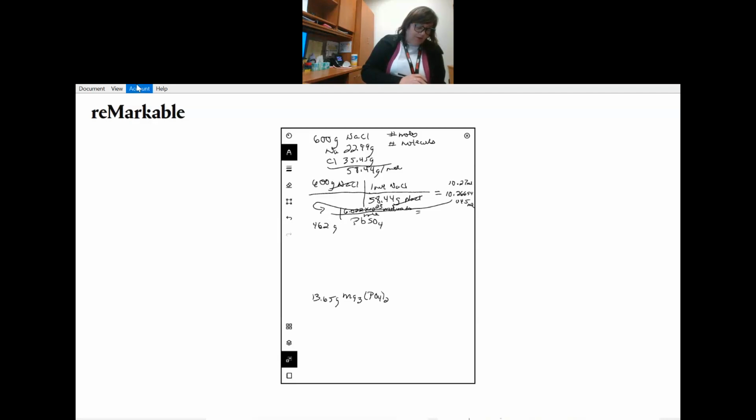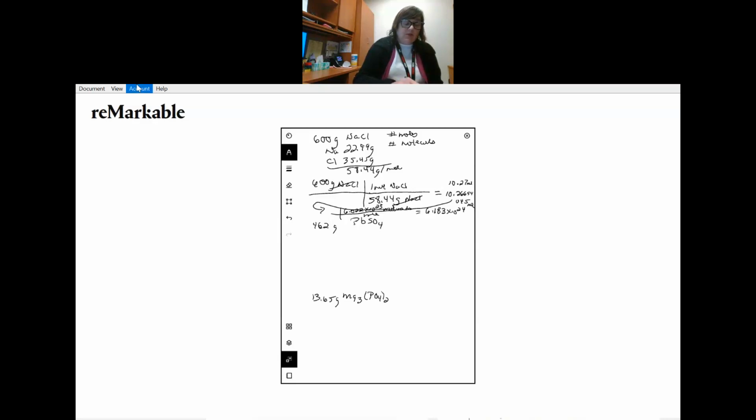So 6.022 EE23, because that's what that needs to look like. We need to enter that in that way. And then we'll enter that, and that gives me 6.183 times 10 to the 24th.